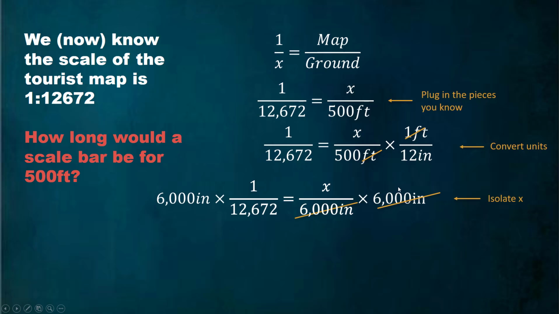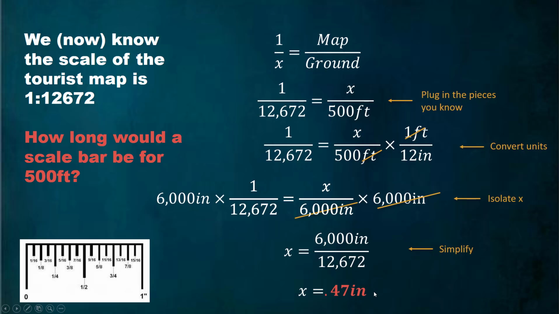We'll multiply both sides by 6,000 in order to get x by itself. And what we wind up with is 6,000 divided by 12,672, which then simplifies out to 0.47 inches. So a little bit less than half an inch. And if it's a touristy map and I'm just guessing, it's probably okay. But basically the next step to make that scale bar then is to get out my trusty ruler. And I'm going to make a scale bar that's just a little bit less than half an inch for 500 feet. And then I could make a second interval, also 0.47 inches to get to 1,000 feet. Draw that on my lovely touristy map, and then I'm good to go.